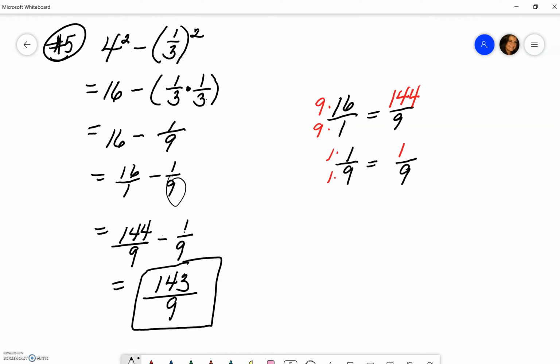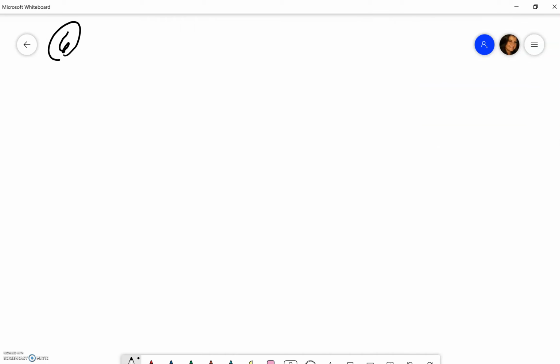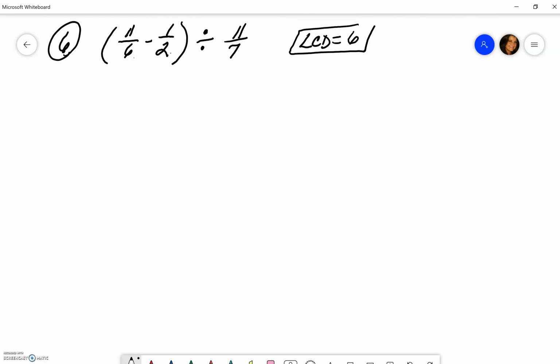Okay, so let's move on to number 6. Clear this out. Number 6 is order of operations again. You have 11 over 6 minus 1/2 in parentheses, and then we're going to divide it by 11 over 7. That means you have to handle the fractions inside the parentheses before you can divide. So let's find our lowest common denominator. Out of a 6 and 2, I can already tell you it's going to be 6. Then I'm going to come up with my equivalents: 11 over 6, and then we have 1/2.